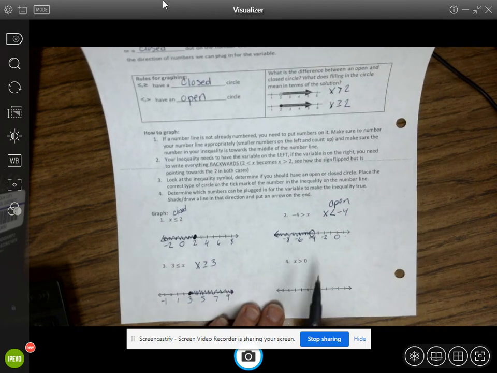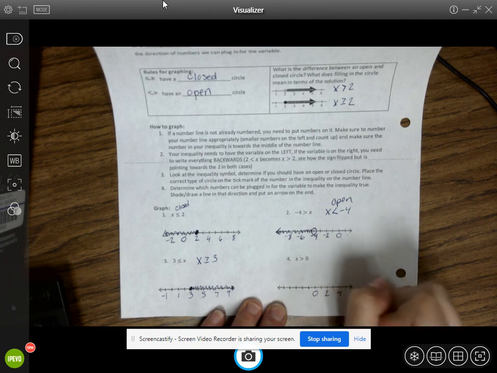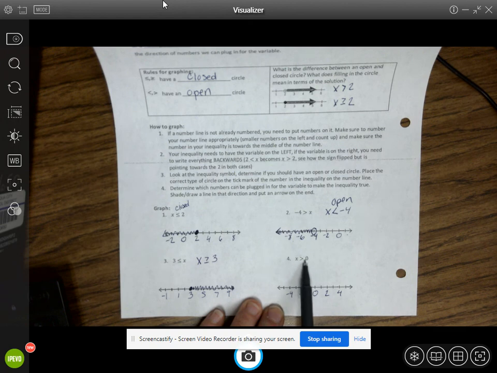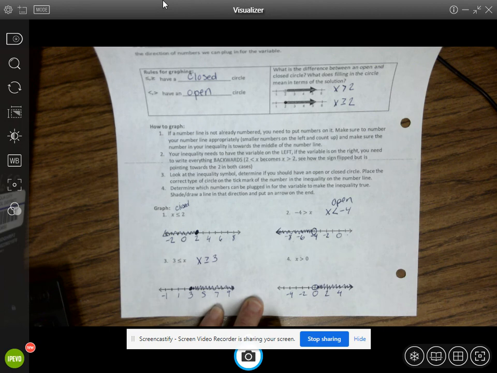And then your last one that you should have tried on your own, or if you haven't yet, pause the video now and try it. Our variable is on the left, so we're good to just put 0 somewhere towards the middle. Make sure your number line looks something like this, where your negatives are to the left of 0 and your positives are to the right. When you look at your symbol, there's no line underneath. So that means on 0, you need an open circle. We want x to be greater than 0. Over here, our numbers are greater than 0. And there's our graph.